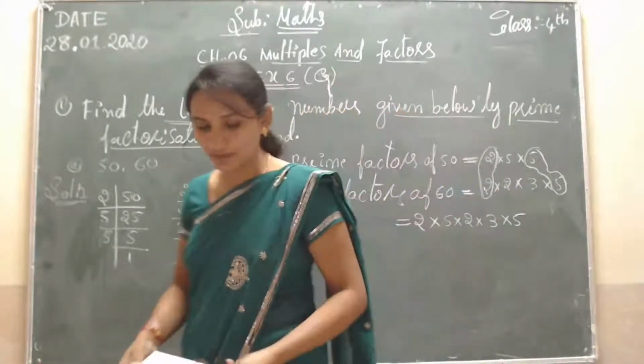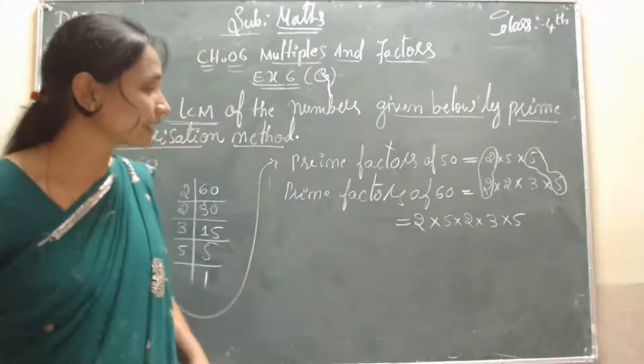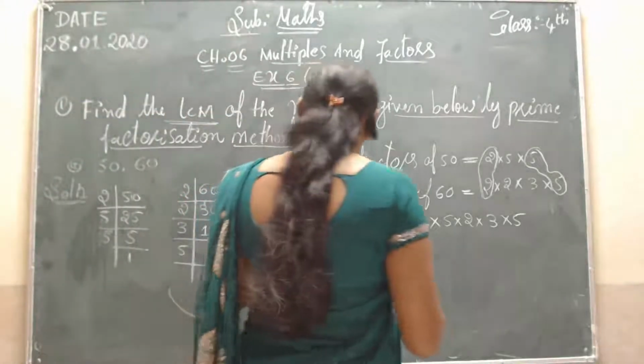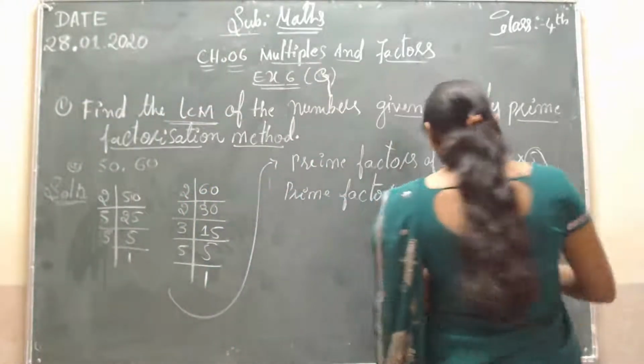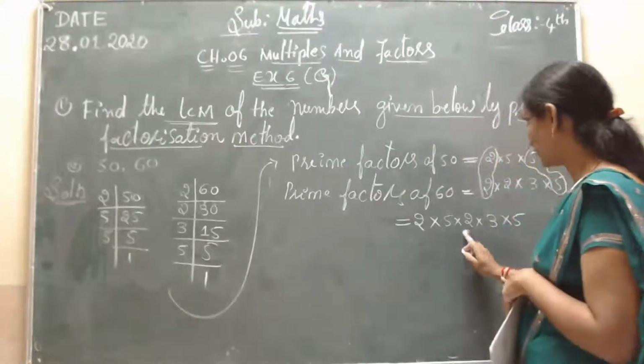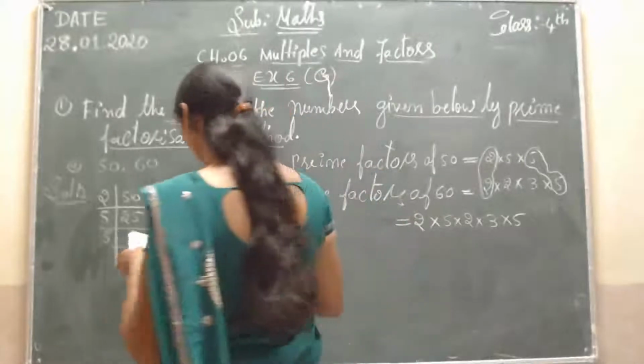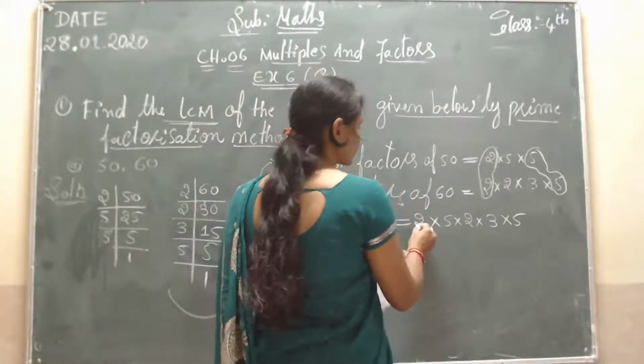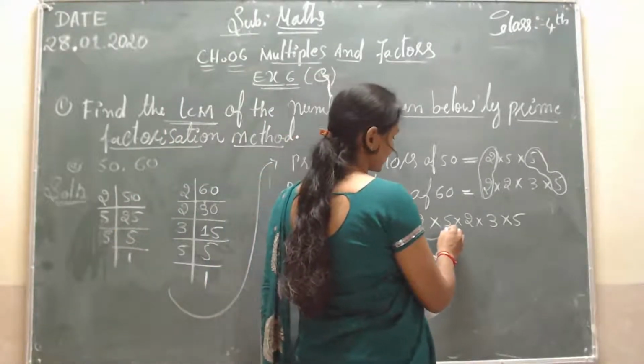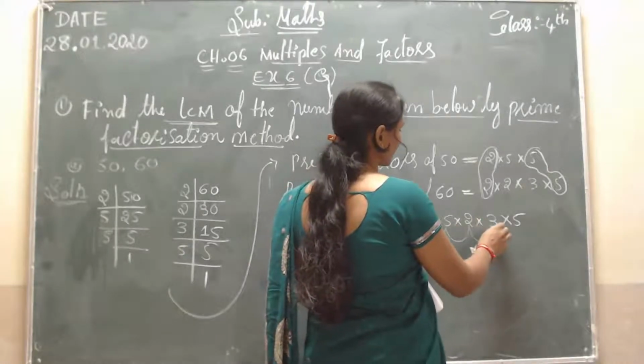So now you have to multiply, students. So what is the value? You will see how many times 2 is multiplied here. So 2 is multiplied 2 times, 5 is 2 times, but 3 is 1 time. So you have to multiply it now. So this is the LCM. 2 5s are 10, students, 2 5s are 10. 10 2s are 20. 20 3s are 60.